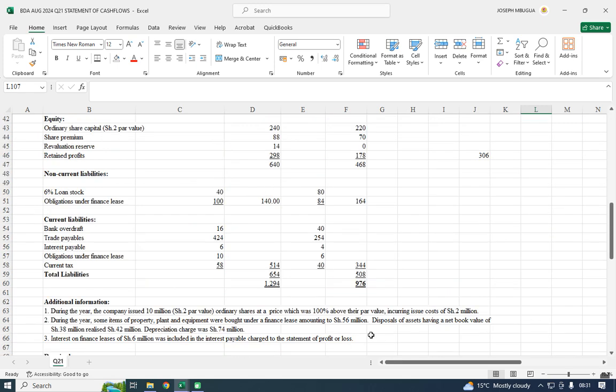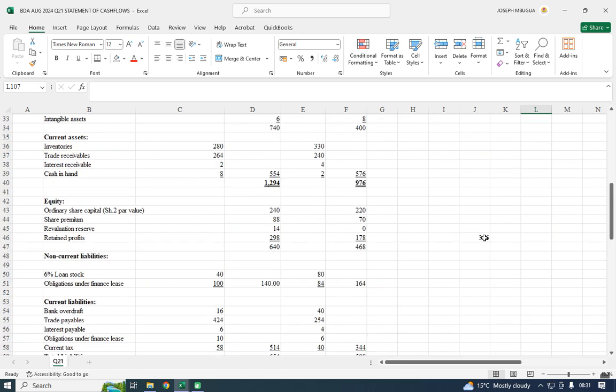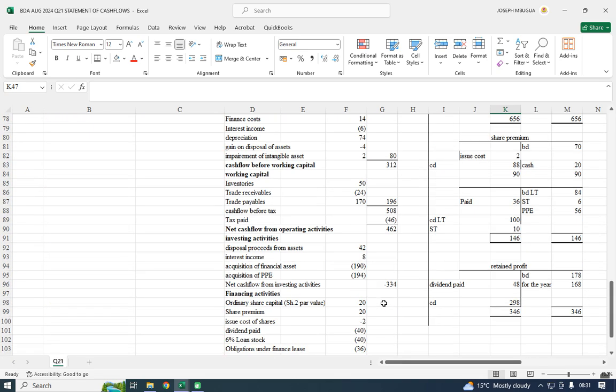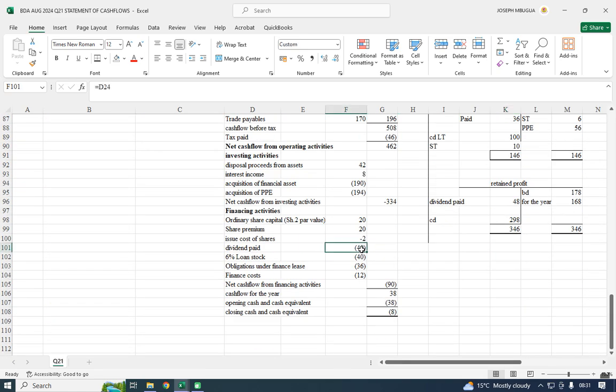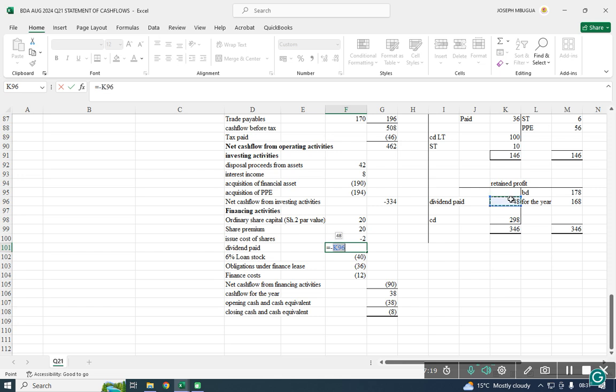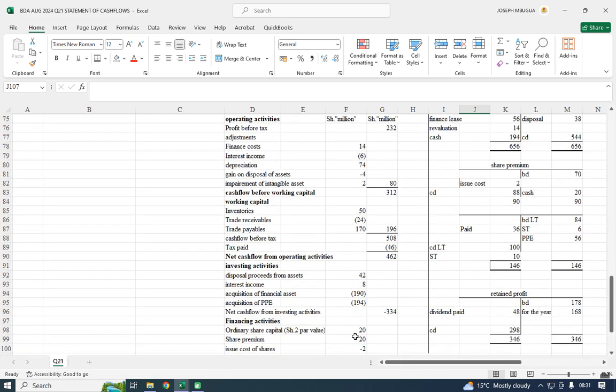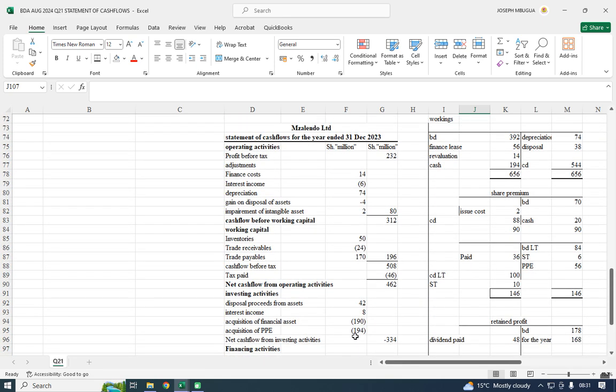That's why here you'll find that there is a discrepancy. 306 is what you're supposed to have, but here we have 298. You'll find that there is a difference of 8, the one that we are missing. When you minus these, we are missing 8, and therefore you'll change this dividend. The dividend paid should be 48 and not 40 according to the retained profit, and you'll get a negative 8 at the end of the year. So that's how that particular question was supposed to be done.